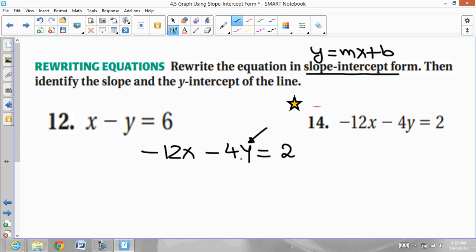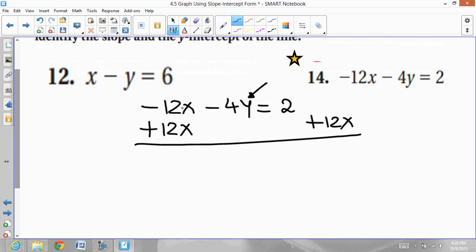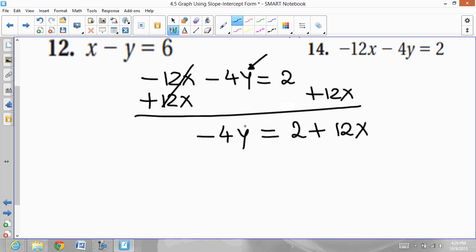You cannot get to this negative 4 because it's so close to the y. Get rid of this negative 12x. Let's go into the positive 12x on this side and a positive 12x on this side. Make sure that you have the signs to go along with them. Negative 12x, positive 12x cancels out. So the only thing I'm left with is just a negative 4y, and the equal sign, and you have 2 plus 12x.